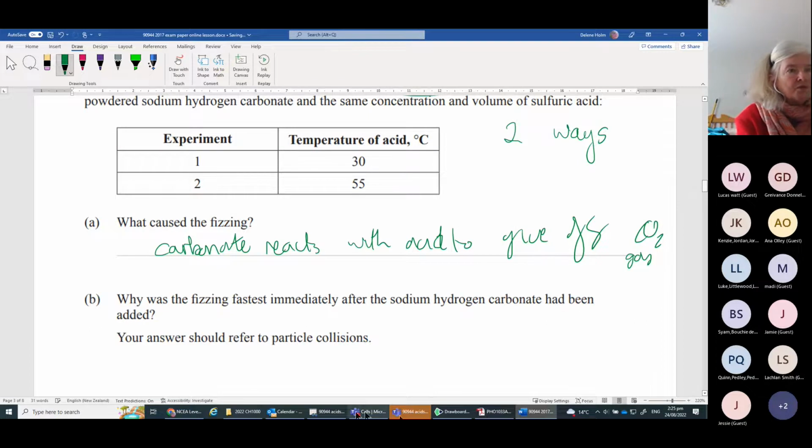When you see words like fastest and particle collisions, you know this is a rate question. So when you think of rate, in your mind, you need to think of key words like frequency of collision.